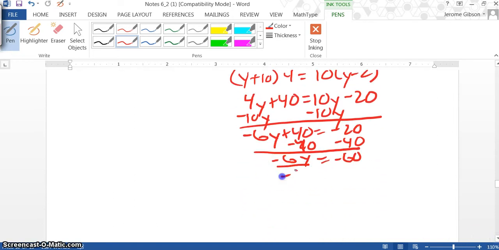Now we will divide each side by negative 6, and y is equal to 10.